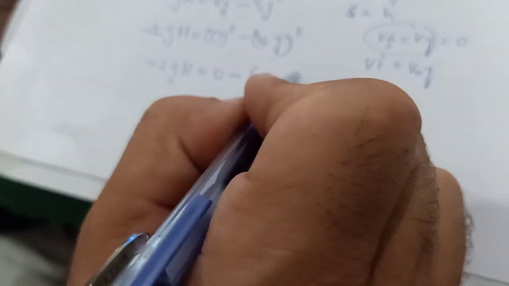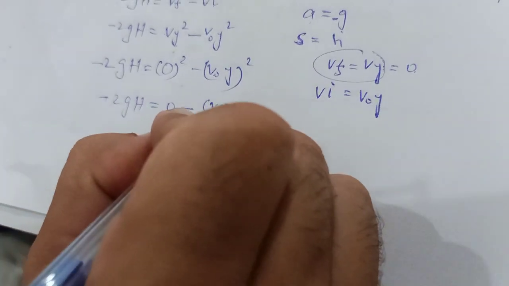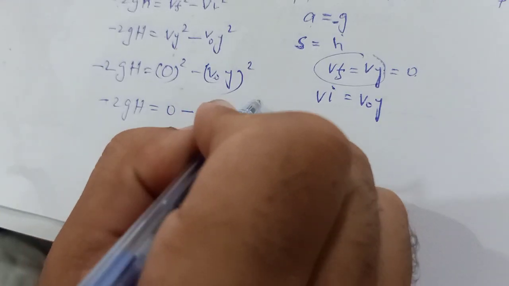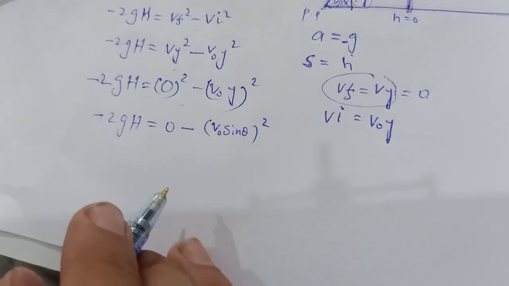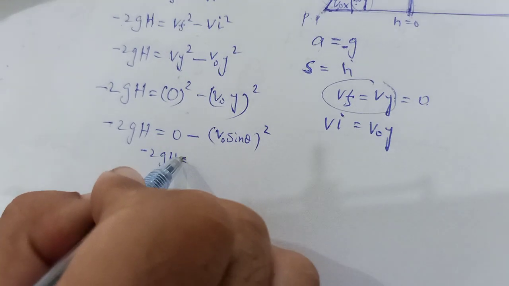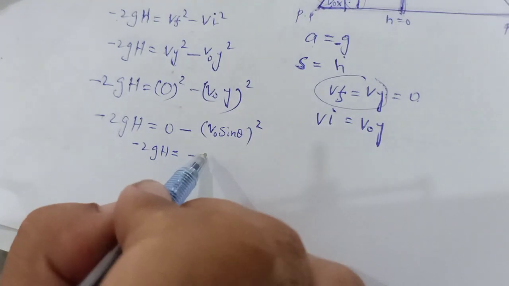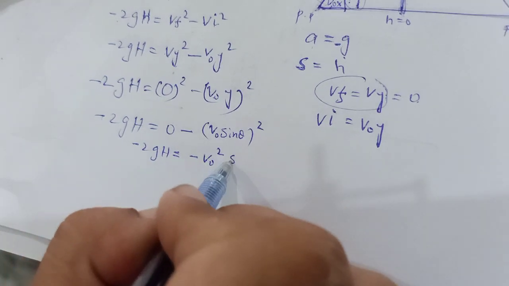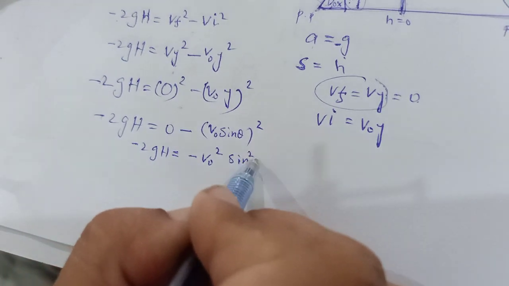And v naught y, we know that v naught y is equal to v naught sine of theta, and it has a square on it. So what are we left with? -2gh is equal to minus v naught square sine square theta.